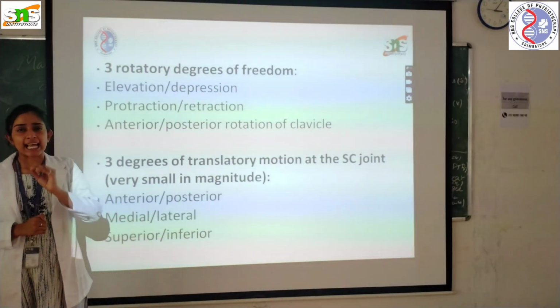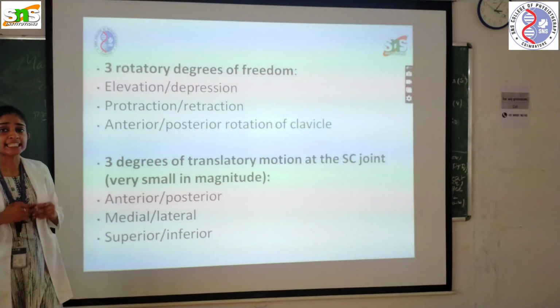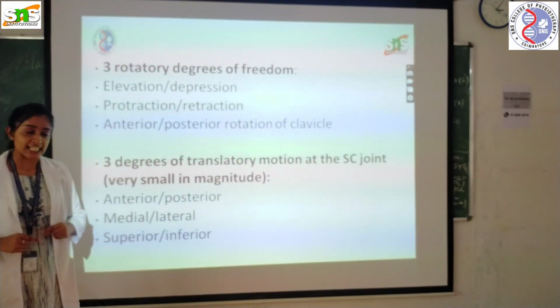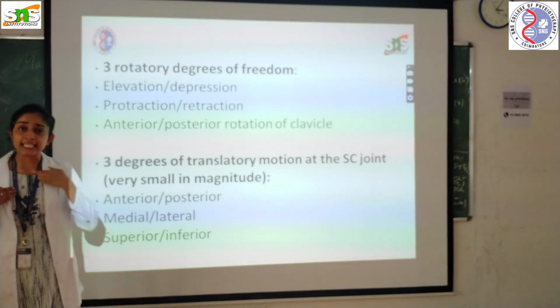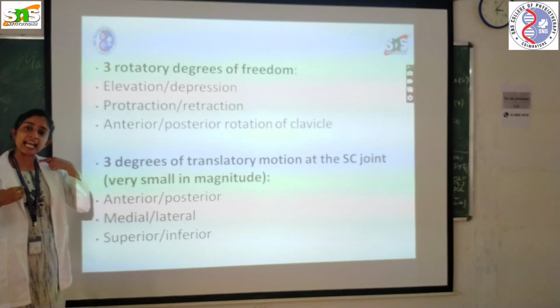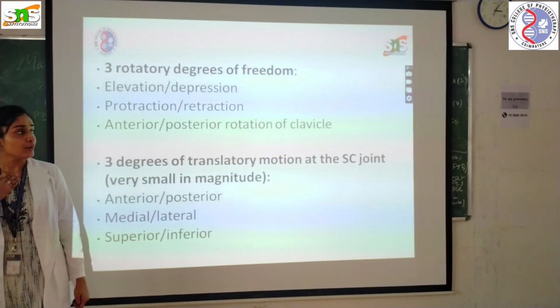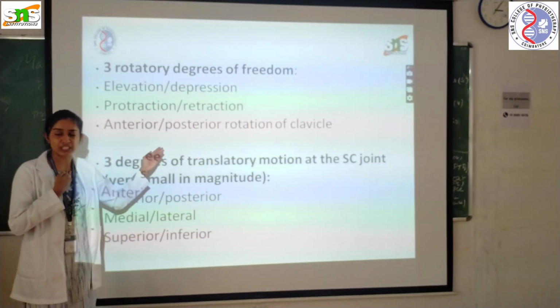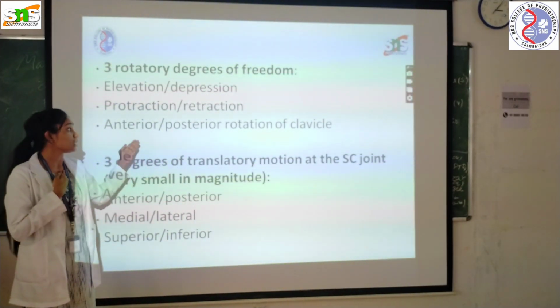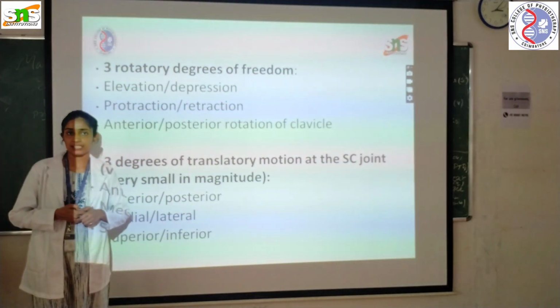Then there is slight translatory degree of freedom also, that is your anterior and posterior translation. Then you have medial and lateral translation. Then you have superior and inferior translation. So these translations occur when you do elevation, depression or protraction, retraction, or when you do anterior and posterior rotation of clavicle.